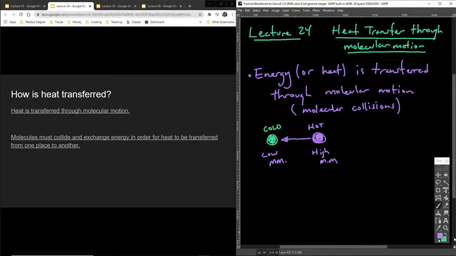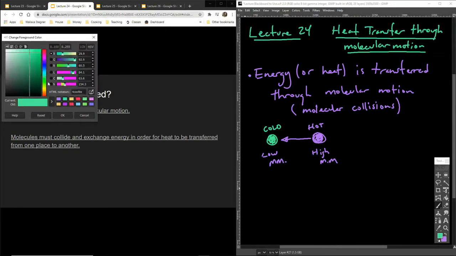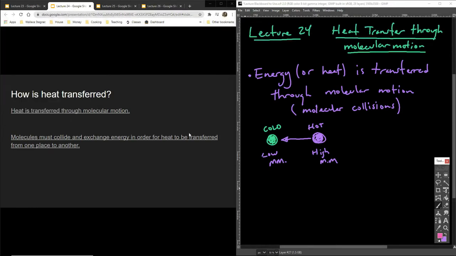And when they collide, the energy is conserved. Let me change the colors, maybe pink. When they collide, the energy is going to be split between the two. And after many, many collisions, I'll just put medium molecular motion.